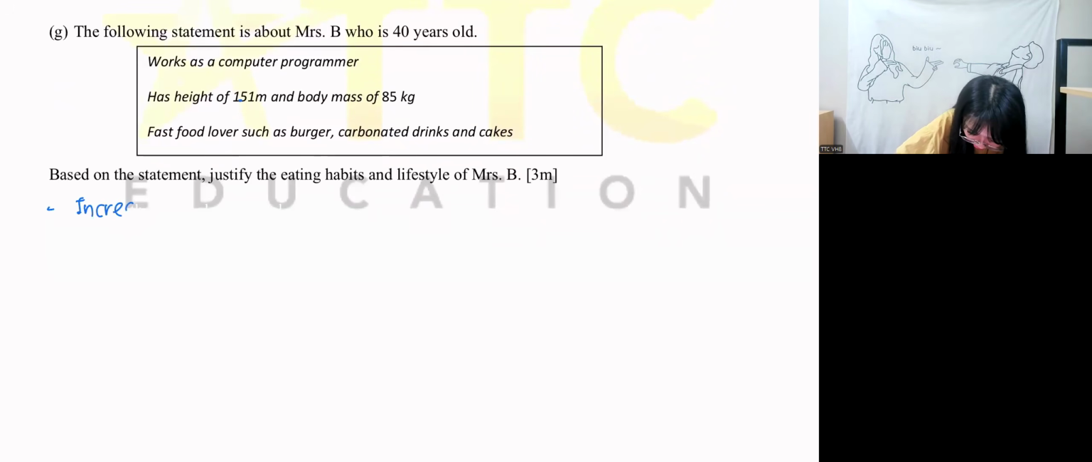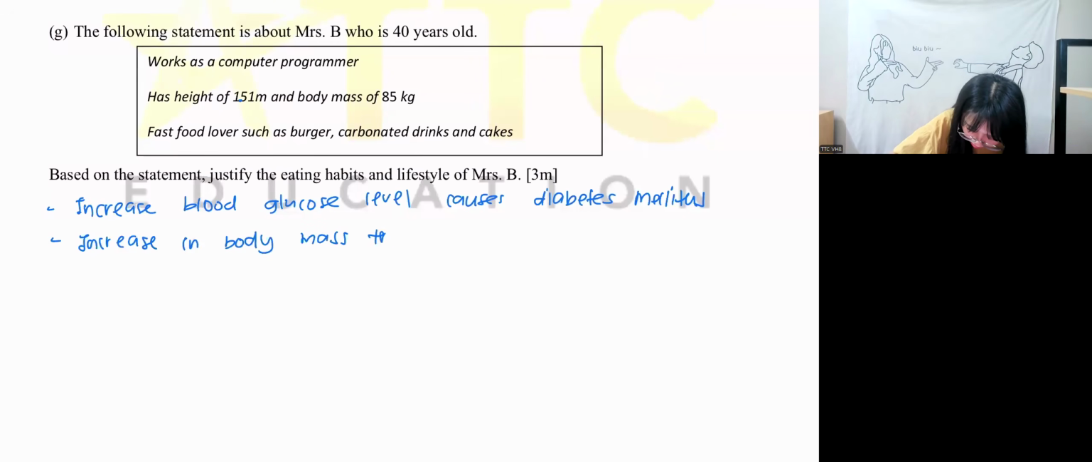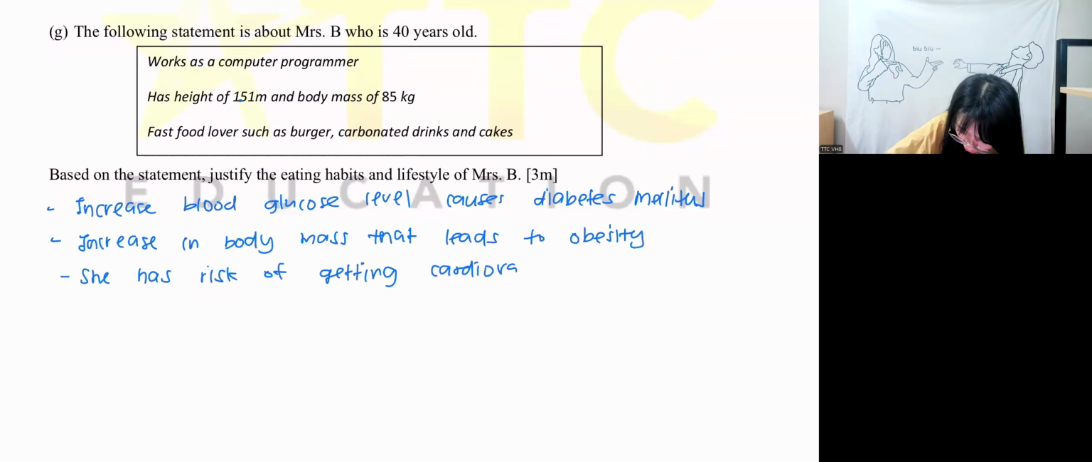So you're going to say increase blood glucose level causes diabetes mellitus. Increase in body mass leads to obesity. So you're going to say she has risk of getting cardiovascular disease, heart disease.